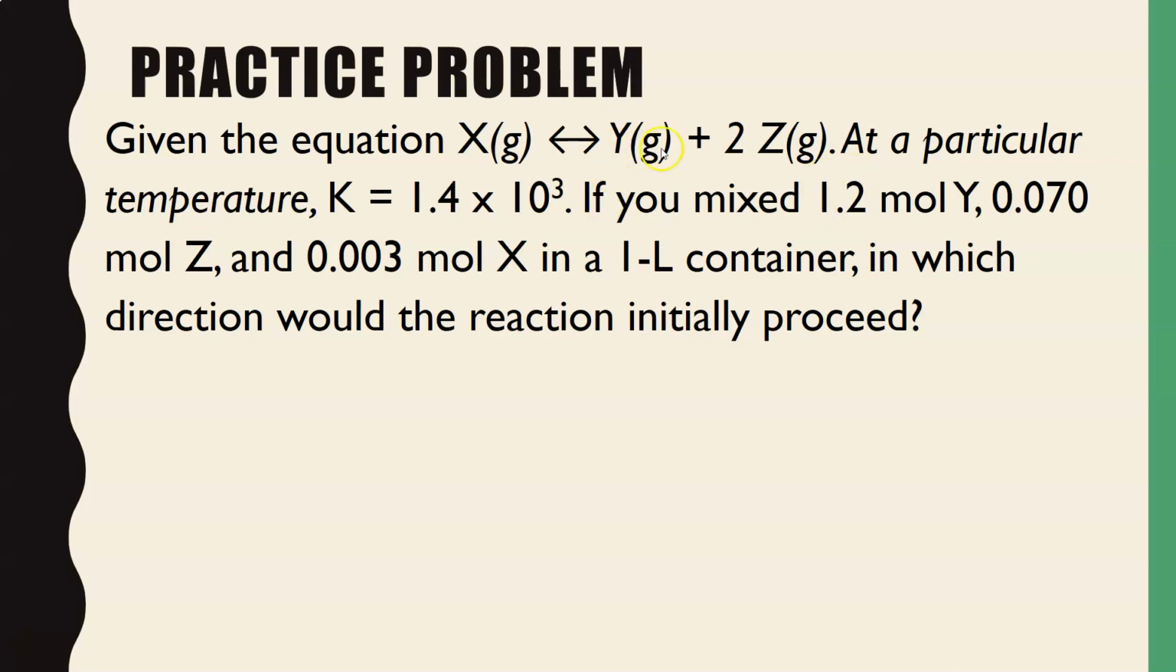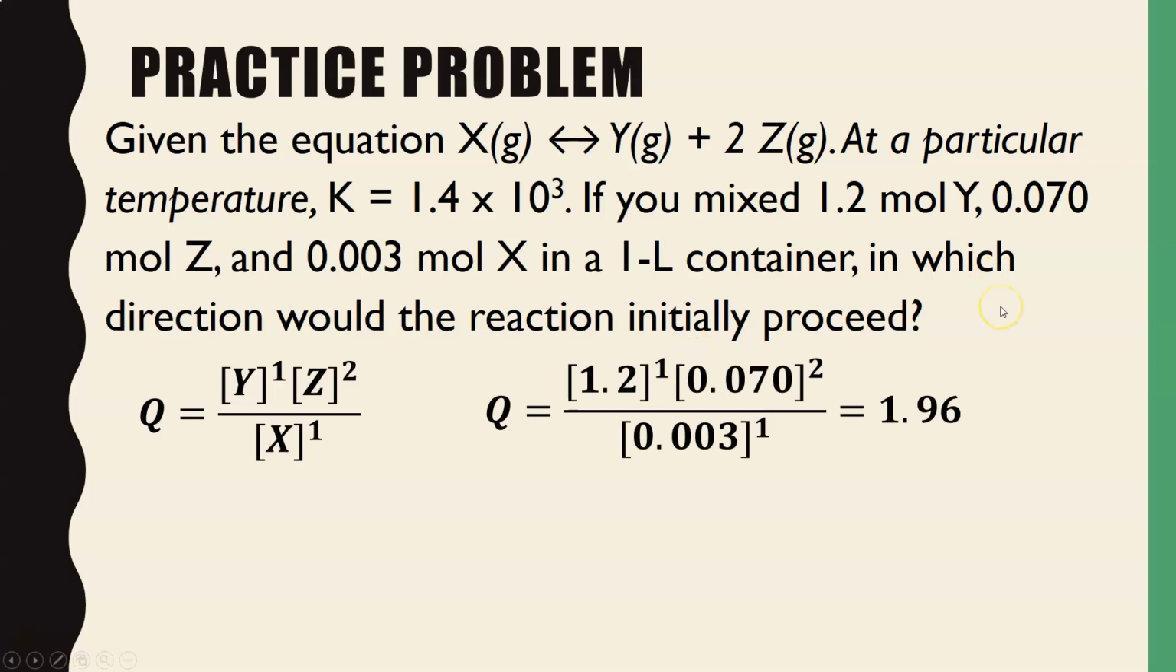All right, so remember we're going to have products on the top, we're going to have reactants on the bottom, we're going to use square brackets, and we're going to raise things to the coefficients that are with each chemical. So this ends up being my expression. Now why don't you try to plug in your concentrations? All right. I end up with a Q value of 1.96.